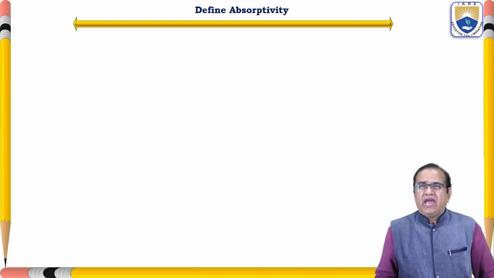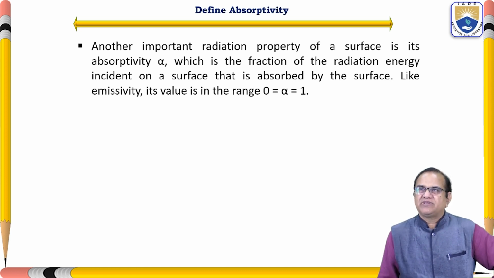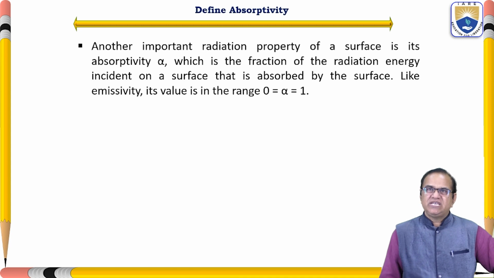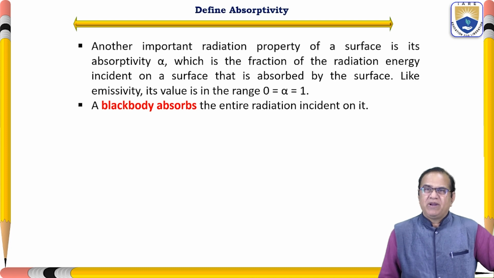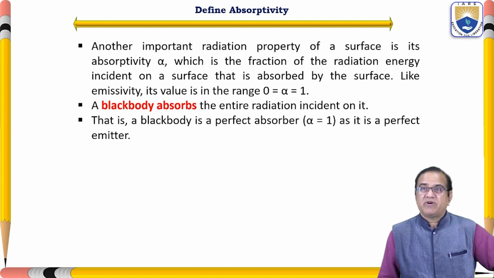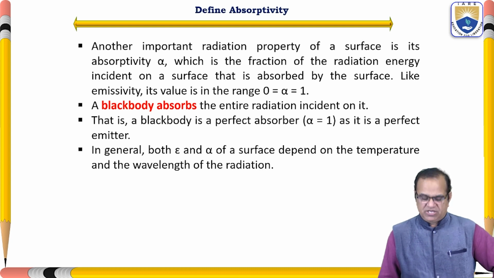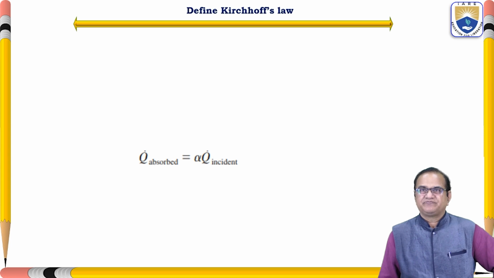Now define absorptivity. Another important radiation property of a surface is its absorptivity alpha, which is the fraction of the radiation energy incident on a surface that is absorbed by the surface. Like emissivity, its value is also between 0 and 1. A black body absorbs the entire radiation incident on it. That is, a black body is a perfect absorber, that is alpha is equal to 1, and it is a perfect emitter also. In general, both the emissivity epsilon and the absorptivity alpha of a surface depend on the temperature and the wavelength of the radiation.